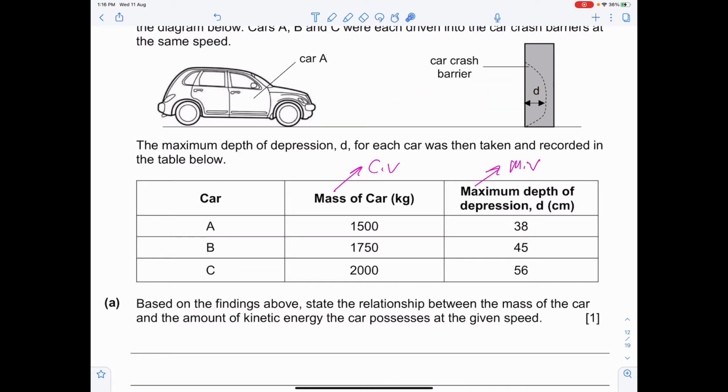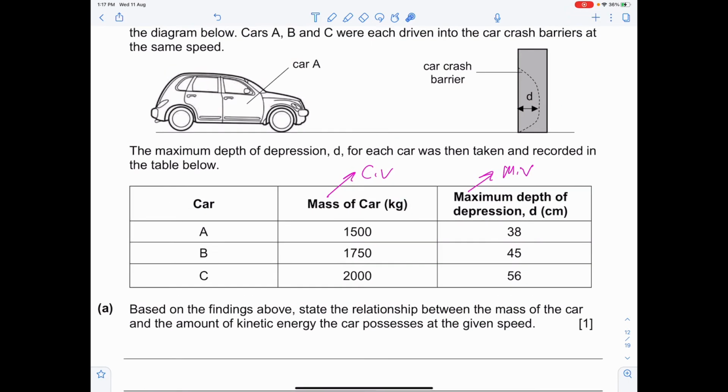In order to make a greater depression, you need to have greater KE, kinetic energy. So the greater the kinetic energy, the greater the depression would be. That is the reason why. So you should be able to understand that. Because the greater depression is caused by greater KE, it also means that a greater KE is related to a greater mass.